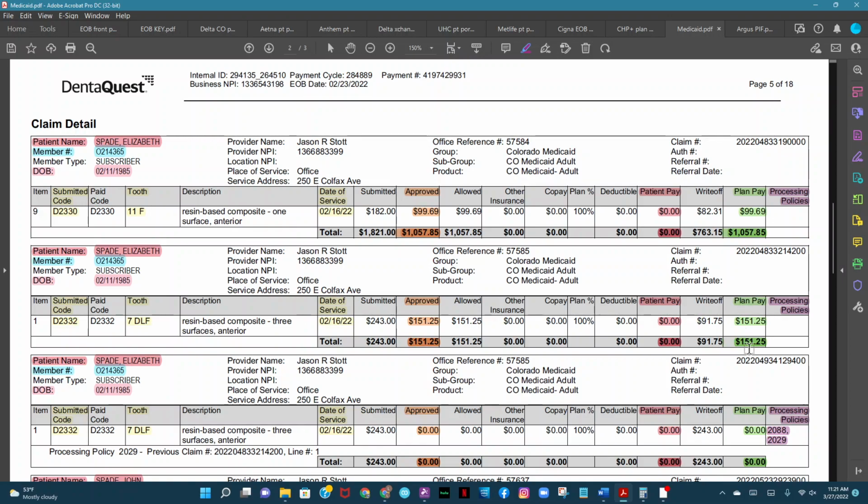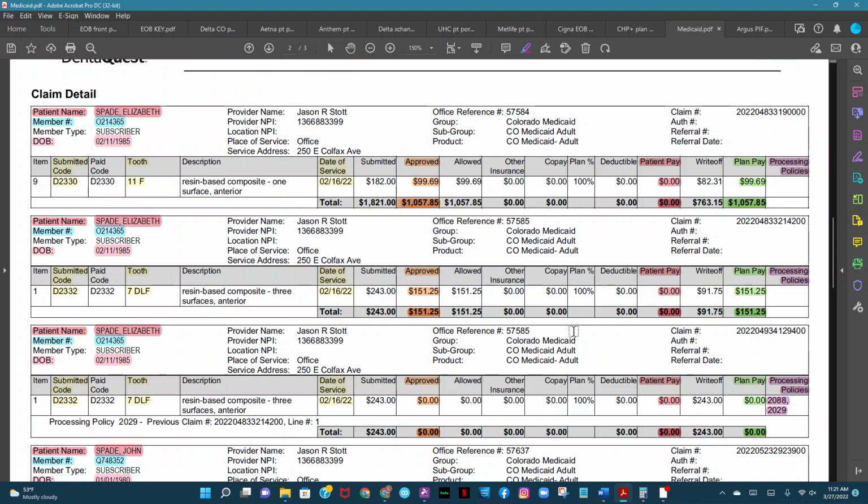The plan paid us, so insurance paid $151.25. Patient owes nothing. There are no remark codes, and as you can see, the approved amount of $151.25 and $151.25 match there, meaning everything was paid in full.